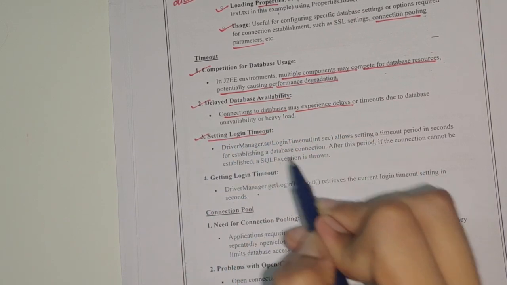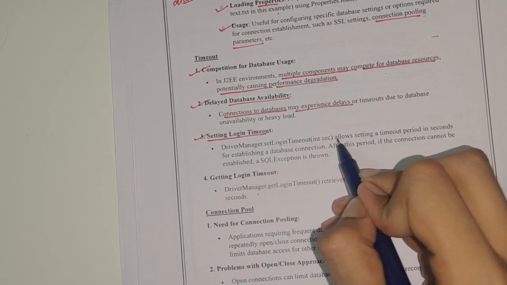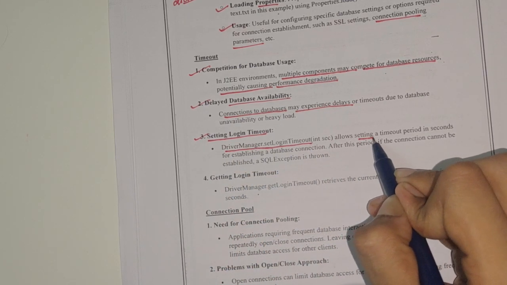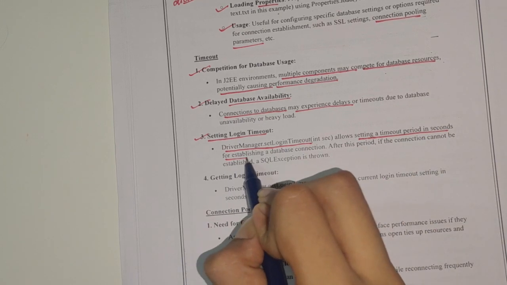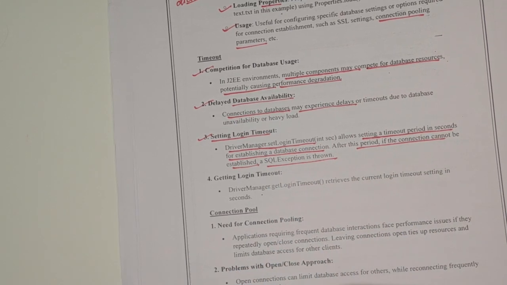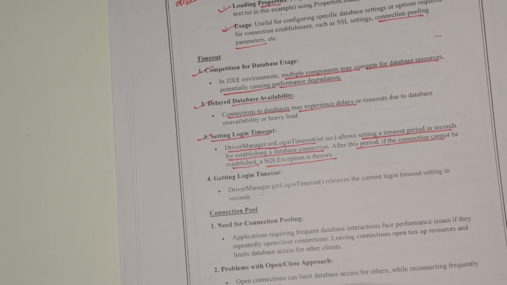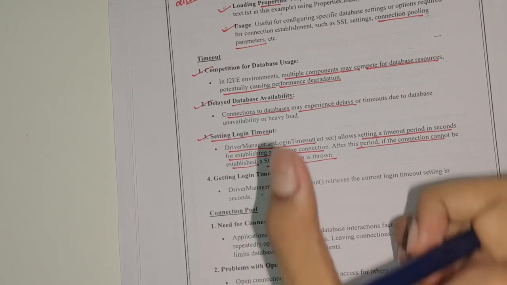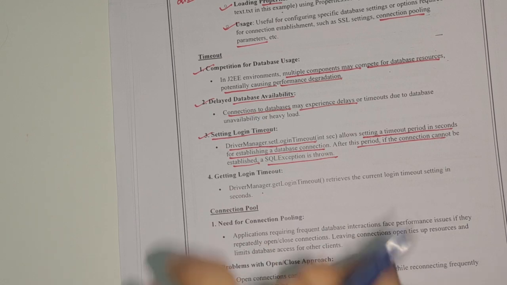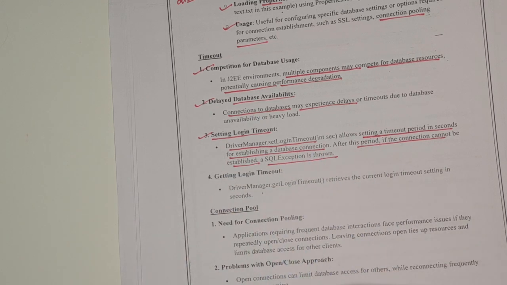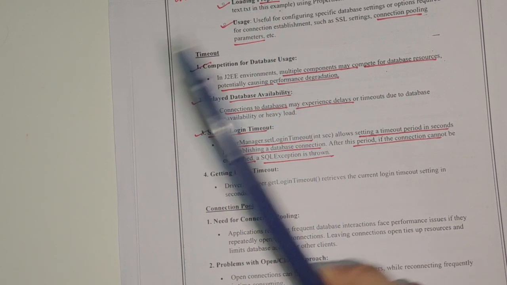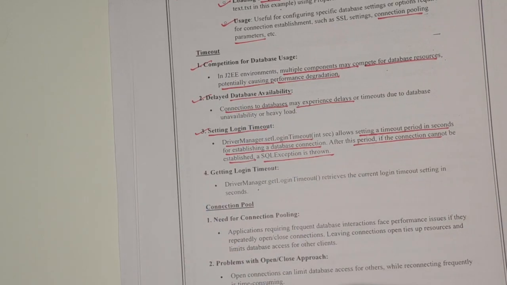Next you have the setting login timeout. That means the DriverManager.setLoginTimeout function allows setting a time period in seconds for establishing a connection. After this period, if the connection cannot be established, a SQL exception is thrown. That means you are giving a particular time slot, for example, in this particular one hour only, I will be accessing the database. After that, I won't be able to access. Now, if the user tries to access it after the next hour, he won't be able to access. So that is one of the major flaws here.